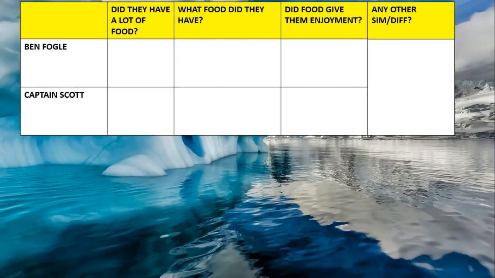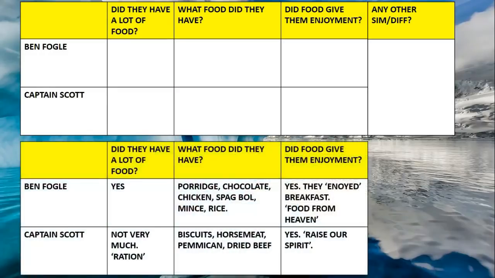So we use this table. Did they have a lot of food? What did they have? Did food give them enjoyment? Any other similarities or differences? Pause the video, see if you can answer these questions. Okay, so first of all, did they have a lot of food? Ben Fogle, yes. Captain Scott, they didn't have much, and what they did have was rationed, so they had to save. What food did they have?